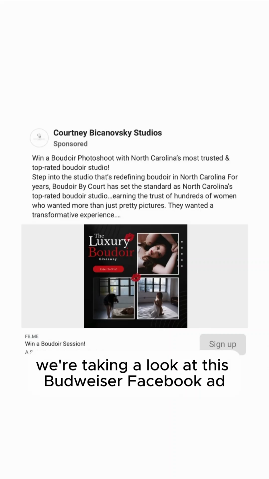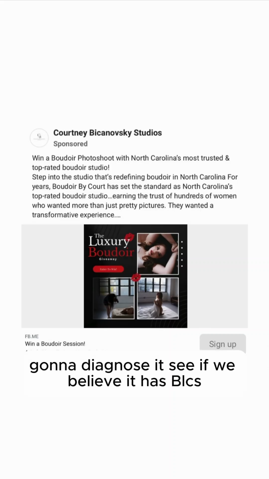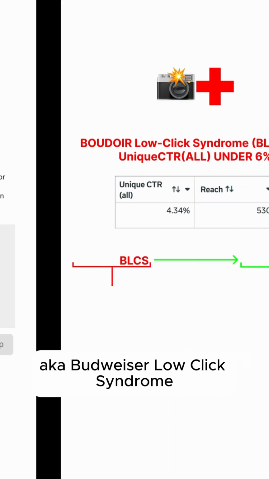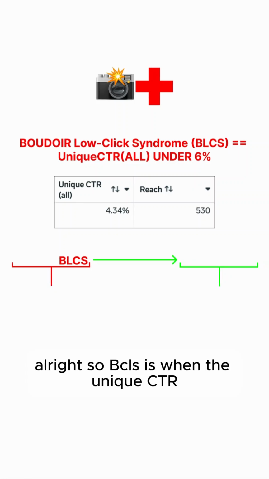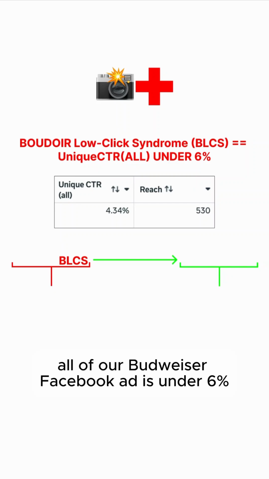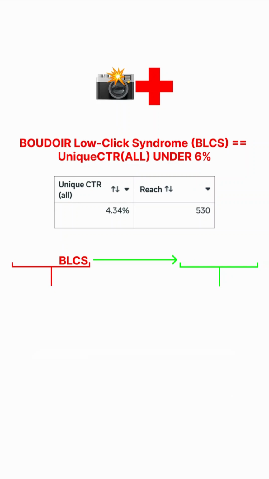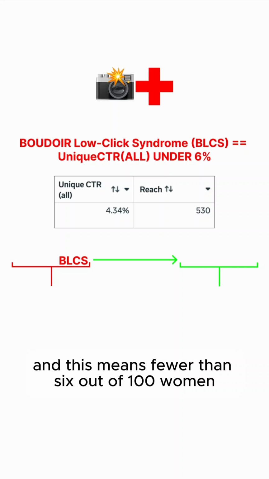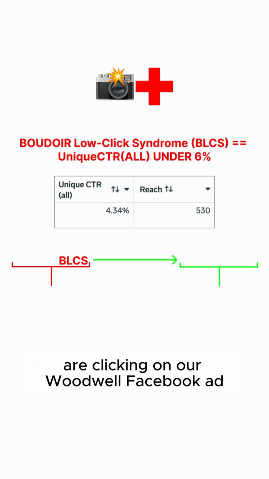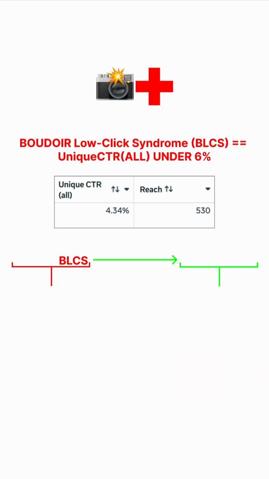All right, y'all, we're taking a look at this Boudoir Facebook ad. Going to diagnose it, see if we believe it has BLCS, aka Boudoir low click syndrome. BLCS is when the unique CTR all of our Boudoir Facebook ad is under 6%. And this means fewer than 6 out of 100 women are clicking on our Boudoir Facebook ad.